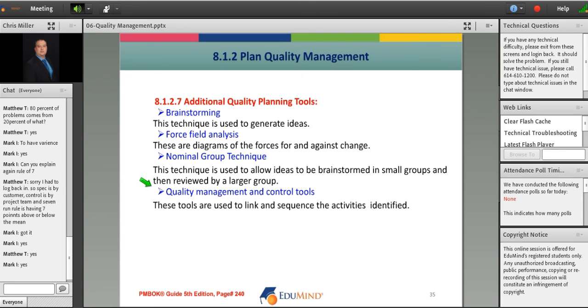Quality management and control tools. These tools are used to link and sequence the activities identified. So when you guys hear or see Fishbone, what name should be triggered in your mind?